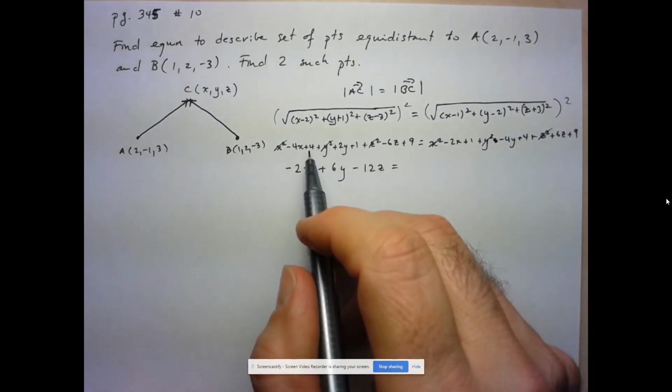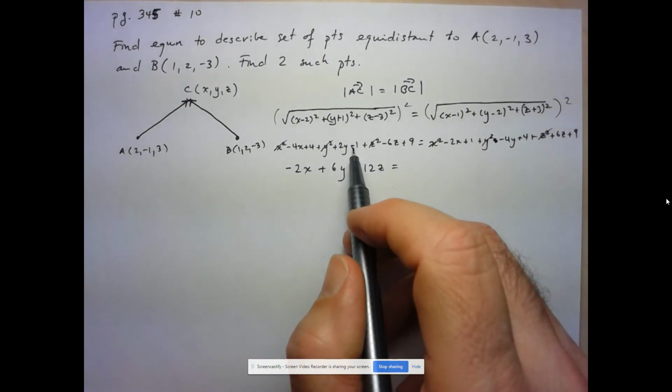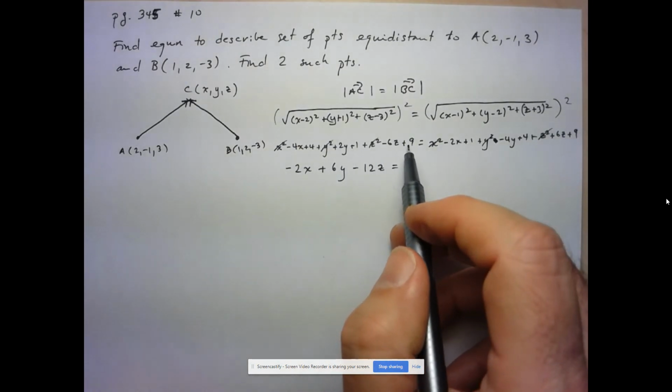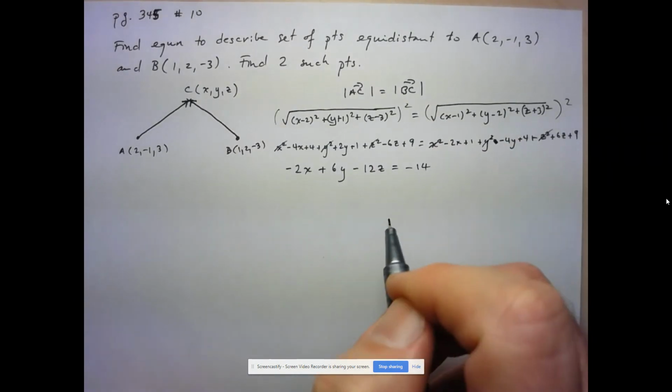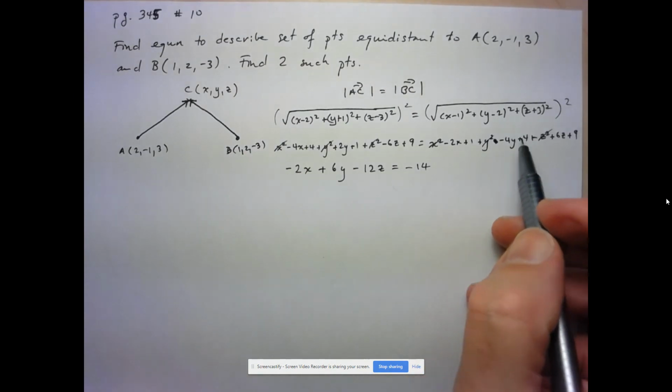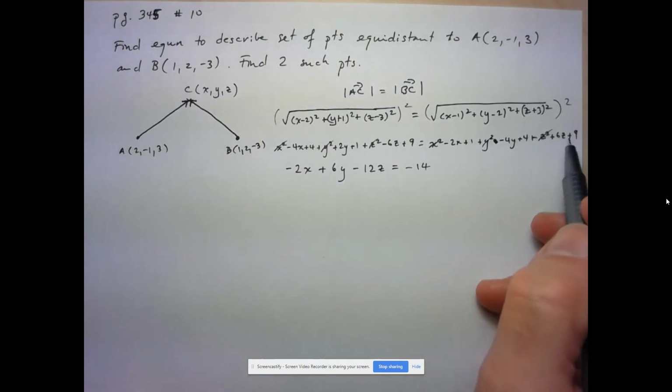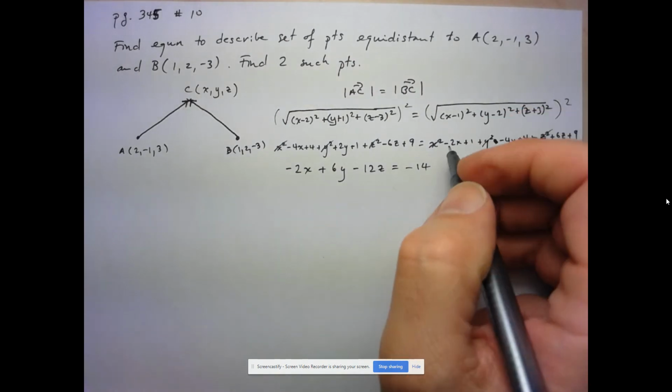So let's see what we have. We have 4 plus 1 is 5. 5 plus 9 is 14. Okay, and then so that's going to be negative 14. Bring that to the other side. And here we've got 1 plus 4 is 5, plus 9. Oh, no, it's also 14. There you go. That worked out.